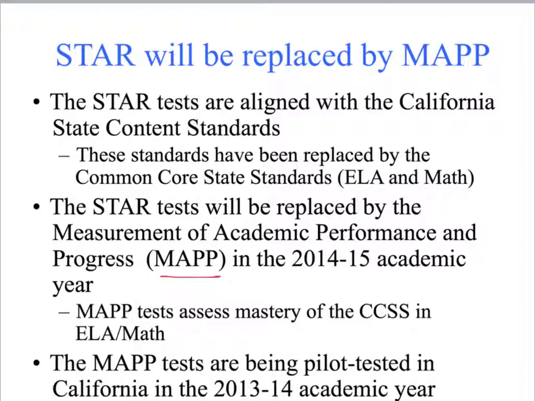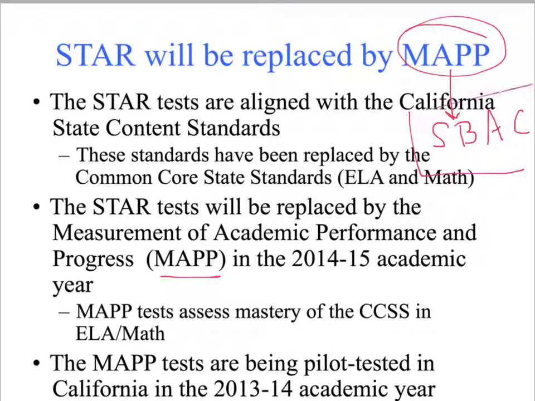And I just want to mention that California has named the system MAP, but when we've been talking about the Smarter Balanced Assessment Consortium tests, the SBAC, this is the group that's developing the tests. And each state can call them whatever they want. And this is what California has decided to call them.